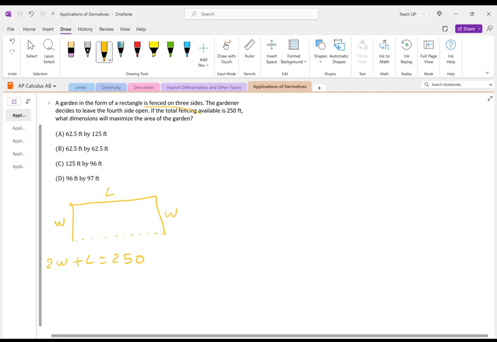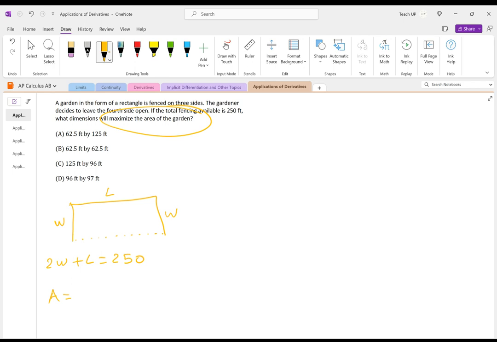And what we want to do with this problem is maximize the area of the garden. Now we know that the area of a rectangle is given by the formula length times width. And here, because we have two variables, we're going to want to rewrite this where we only have the function represented with a single variable. And we can do that by just using this information.